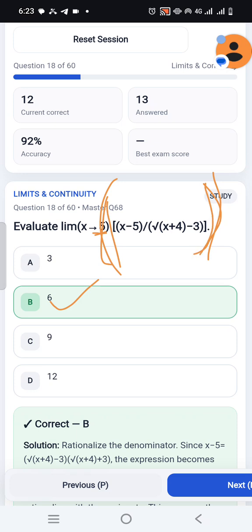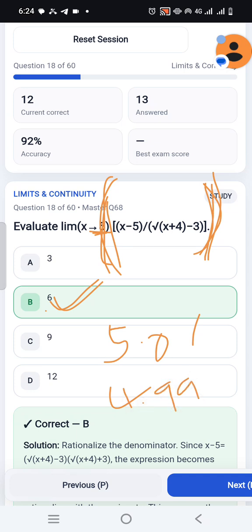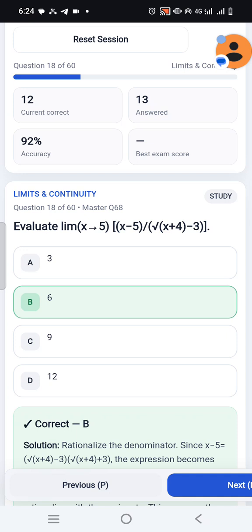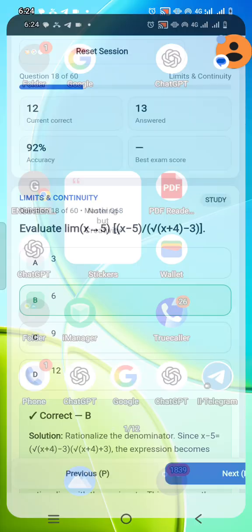So just input a number that is closer to 5 and then put it in this function. Then if this limit is actually true, you should get a number close to 6. So in this case, x is close to 5. Why can't I use 5.01 or 4.99 or something like that in my calculator directly? And then if I do that, it will give me a number very close to 6. Then I'll pick it as my answer. So let's try that. That is x minus 5 all over square root of x plus 4 minus 3. So let me go to my calculator and try that.